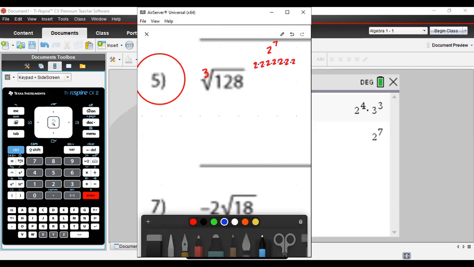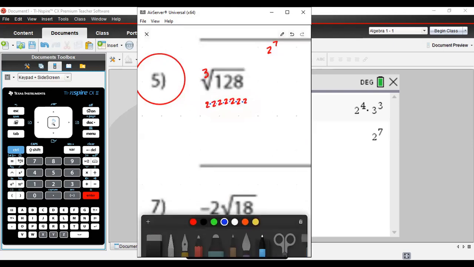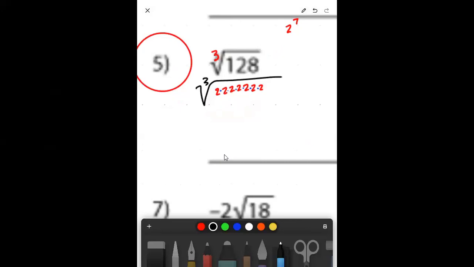Now, I'm going to take that just like I did before, and I'm going to put it down here. Now, remember, we are taking the cube root, so that's a 3. So that means we're looking for 3 pair. So every 3 pair that I get, I can pull outside the radical.